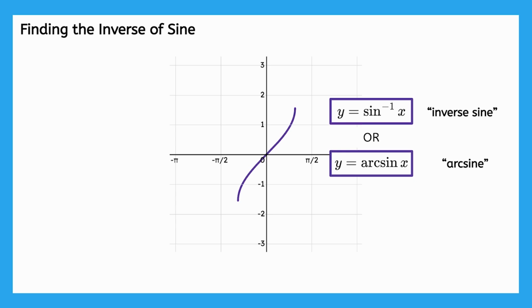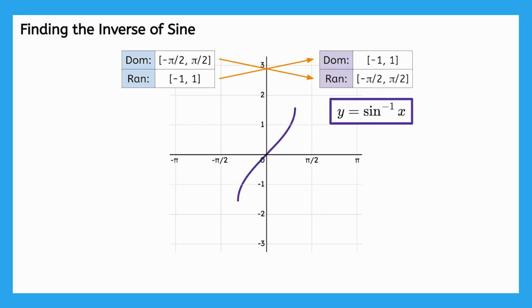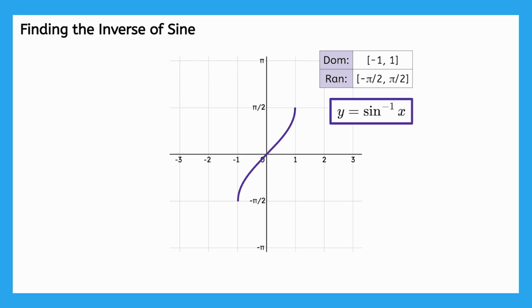What are the domain and range of this function? Well, remember, we can just look at the domain and range of the original function and switch them up. Therefore, inverse sine has a domain of -1 to 1 inclusive and a range of -pi over 2 to pi over 2 inclusive.